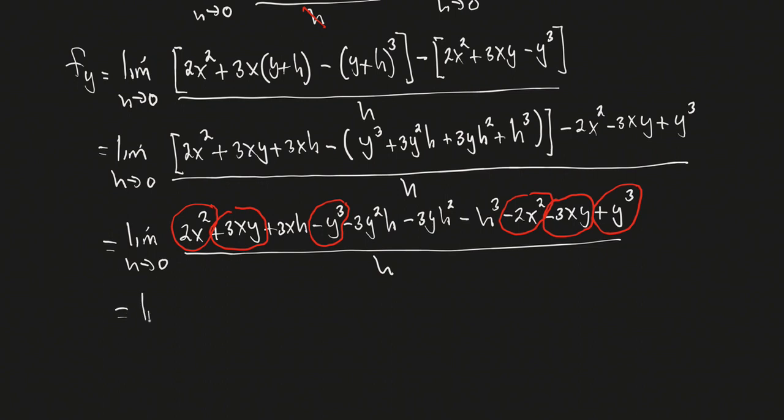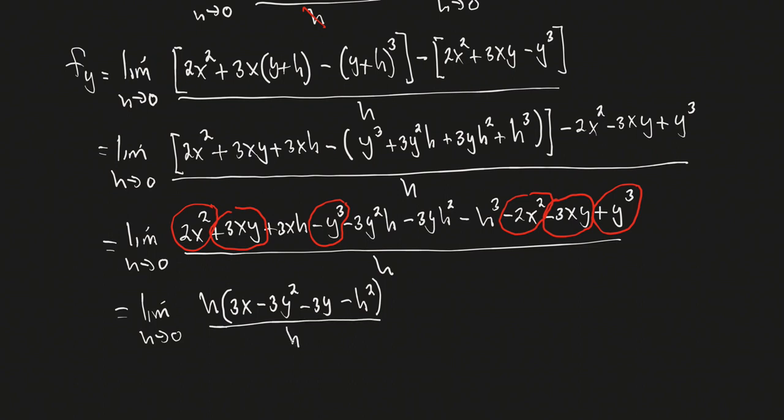So we have our limit as h approaches 0. And again, notice what's left. All four terms that are left have a factor of h. Well, let's do what we do with factors. We factor them out. So let's take out our h, and then we're left with 3x minus 3y squared, then minus 3y, and then minus h squared. Right? So that's what we're left with, and then this is all over h.